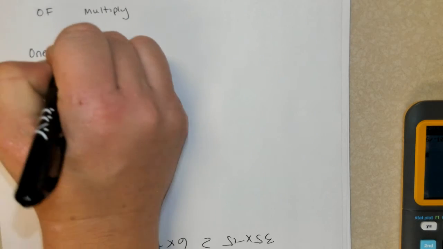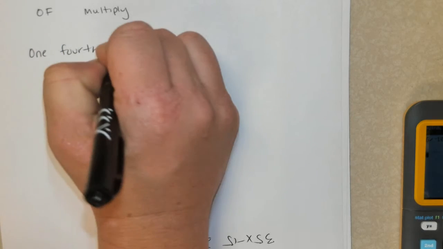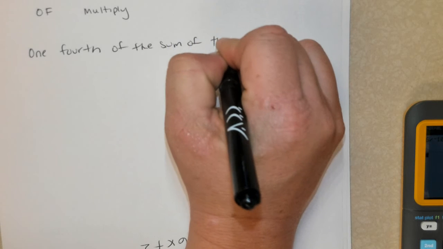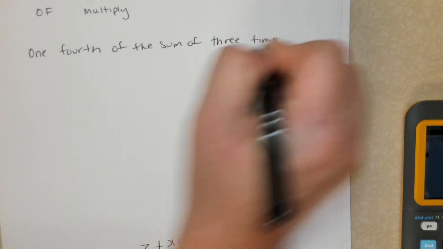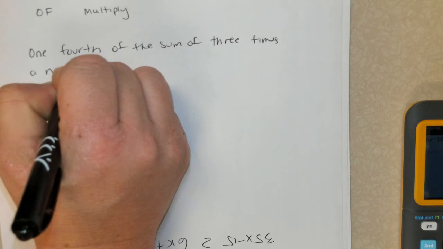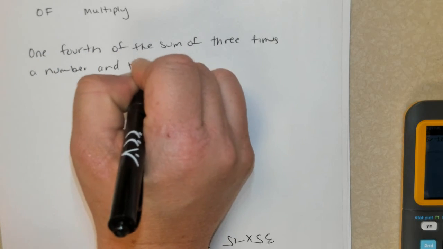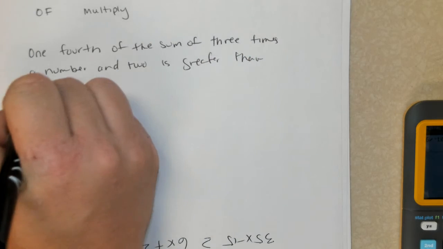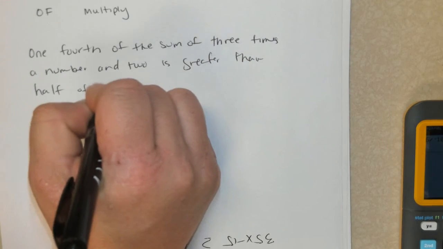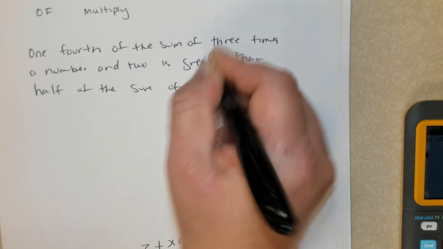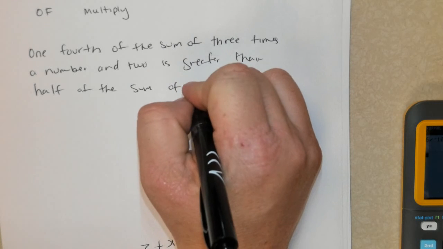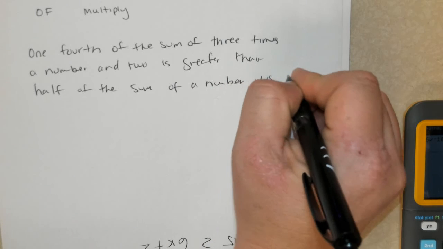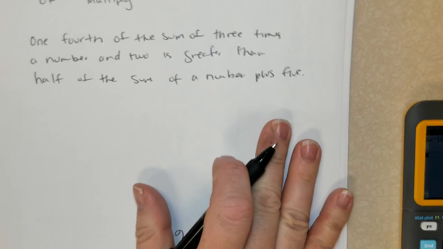It's going to be 1/4 of the sum of 3 times a number and 2 is greater than half of the sum of a number plus 5. Sorry for my messy handwriting.